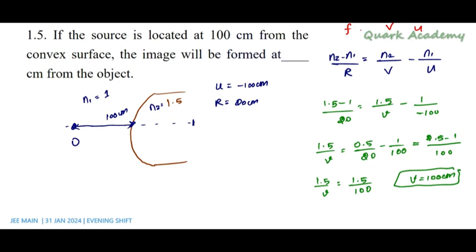So remember, this is the image distance, which means the image is forming from this point to here. This distance is 100 centimeter. But in the question, what are they asking? The image will be formed at dash centimeter from the object. So this is the key point you have to look at, which means the overall distance of the image from the object is going to be 100 plus 100, which is 200 centimeter.